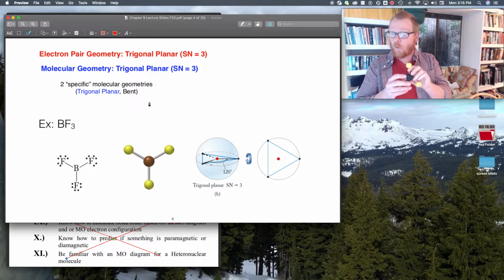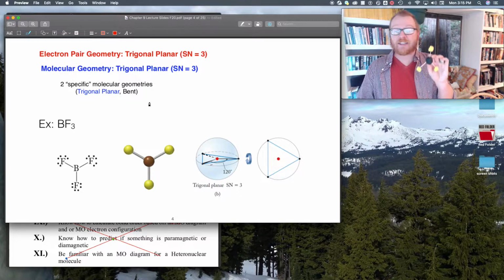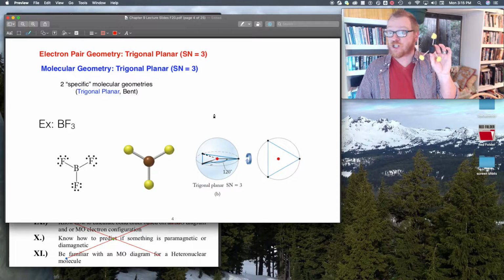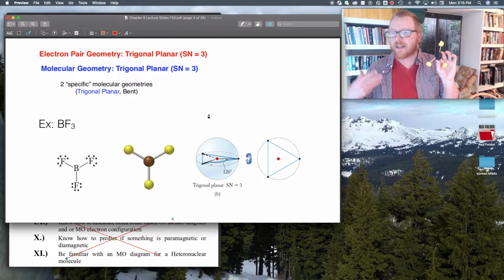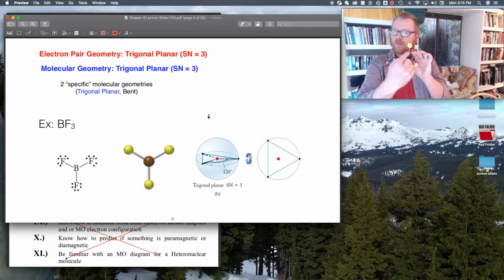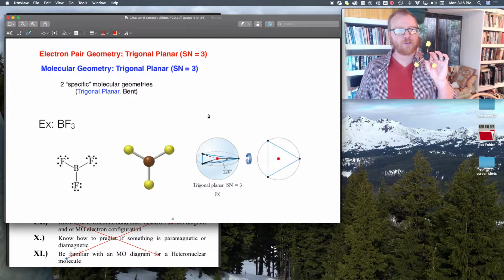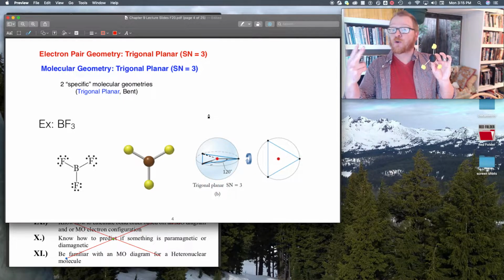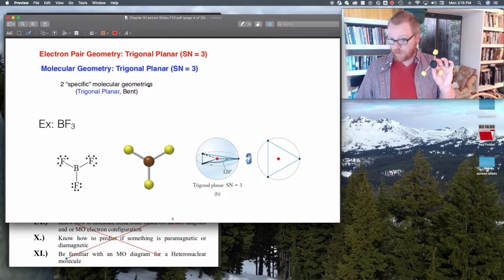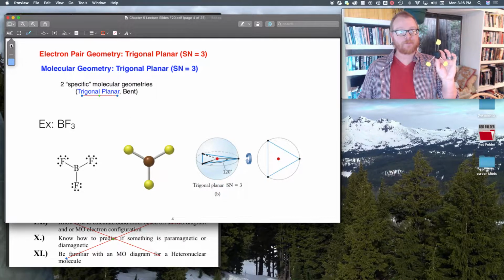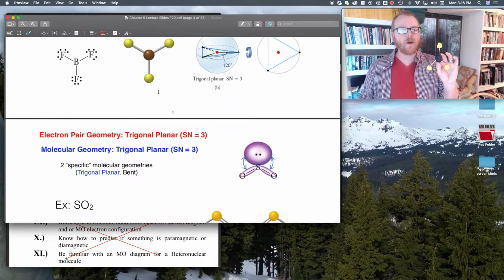And so now, from this electron pair geometry, which gives us our starting point, 3 things around the central atom, we're actually going to see 2 specific molecular geometries, okay? So when it's 3 atoms, we call it trigonal planar, like I've got written right there, okay? But now look what happens.